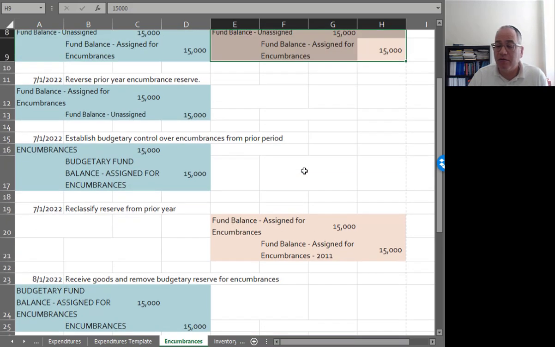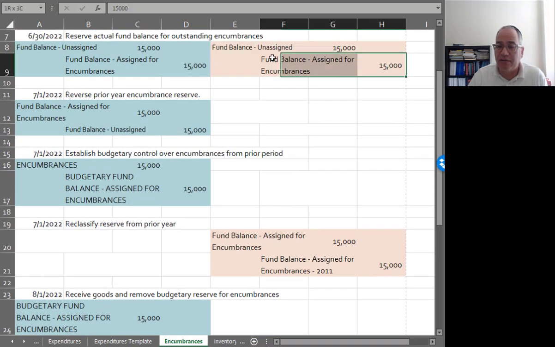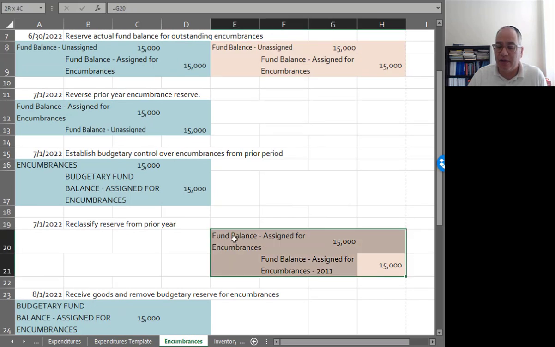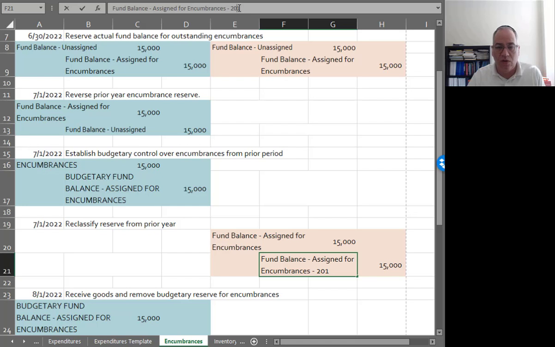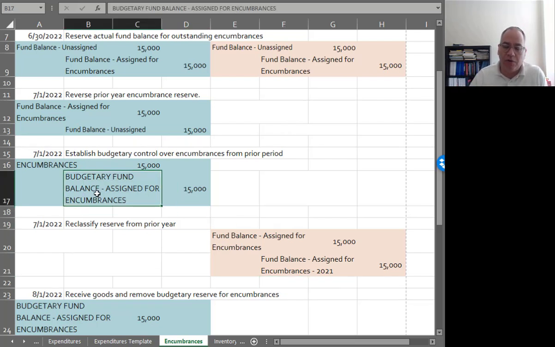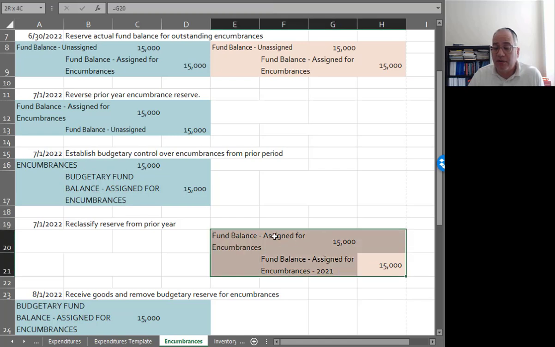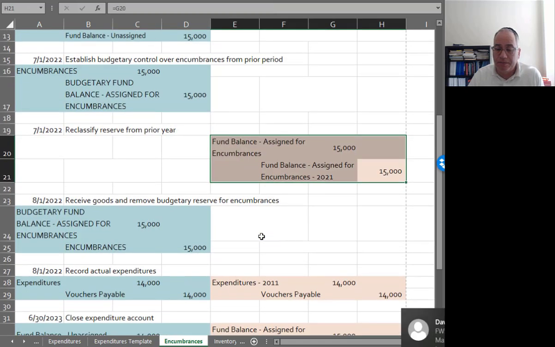At the beginning of the next year, you're going to reclassify this from fund balance assigned for encumbrances to fund balance assigned for encumbrances, and you're going to insert the year, in this case 2021. So this way, there's still a fund balance assigned for encumbrances. Over here, it would show up on your balance sheet in your books, or rather general ledger, as budgetary fund balance assigned for encumbrances. But here it would show as your fund balance assigned for encumbrances 2021.